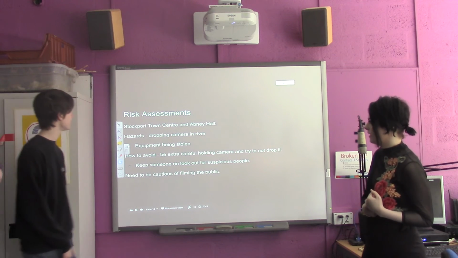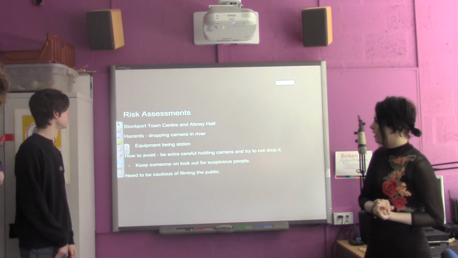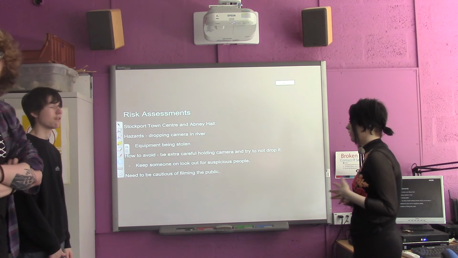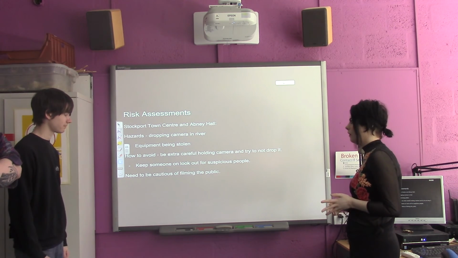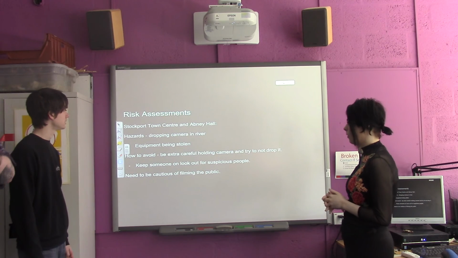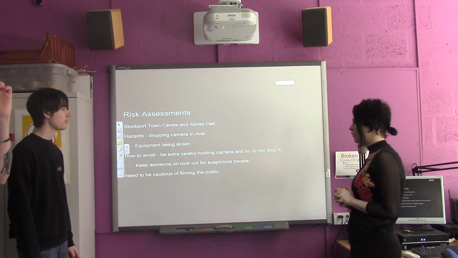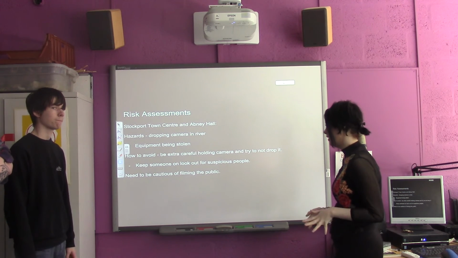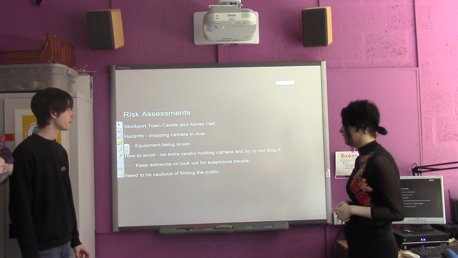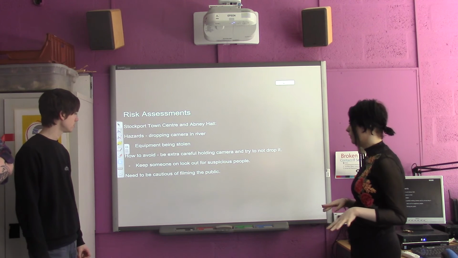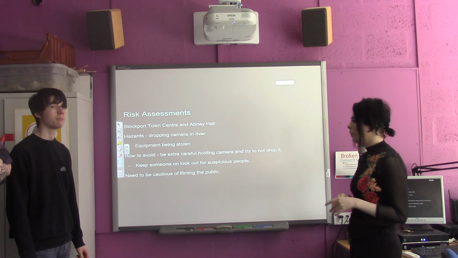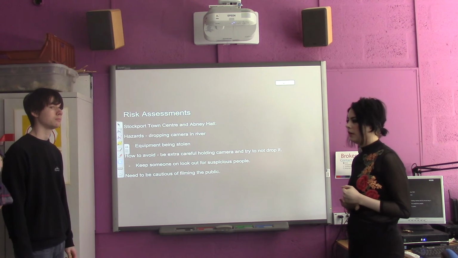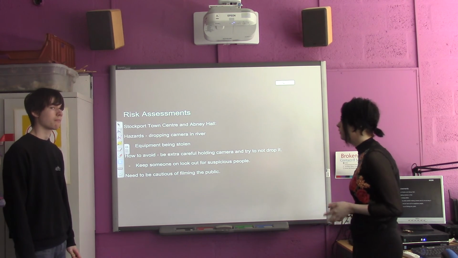Then we did some risk assessments, so they're basically the same kind of things you need to be careful of. The hazards are dropping the camera in the river or equipment being stolen. To avoid these things, we need to be careful when holding the camera and try not to drop it, obviously. And we need to have someone on the lookout for suspicious looking people. We also need to be cautious of filming the public because obviously we need permission to film other people.